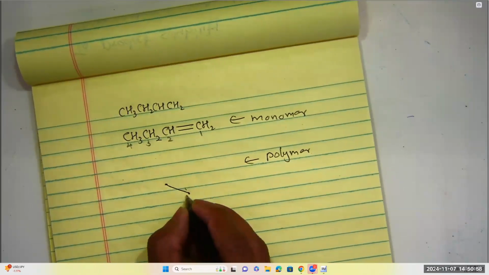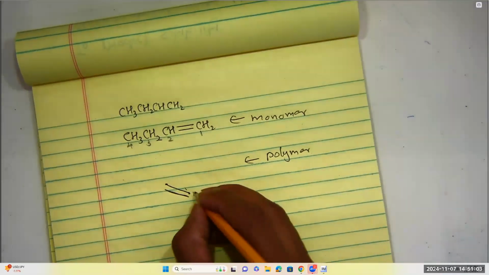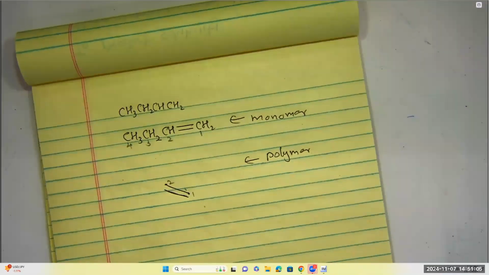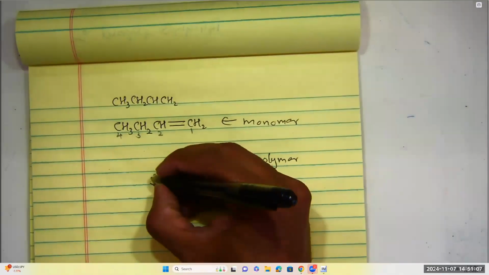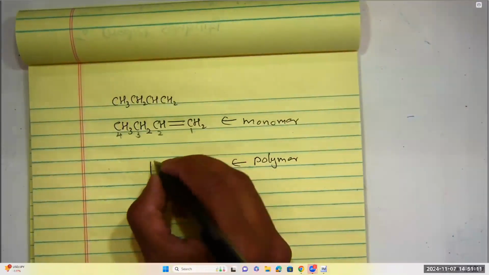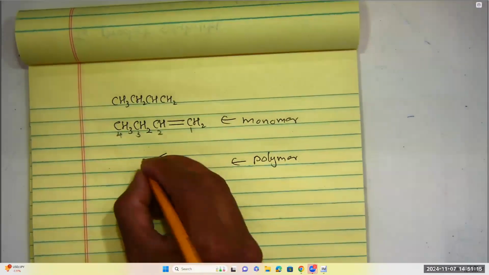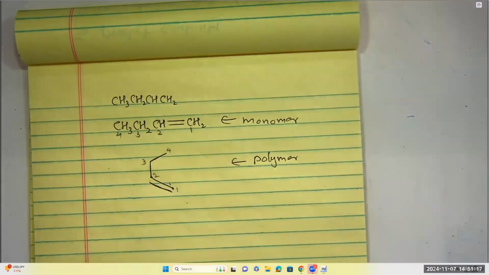Here's my carbon 1, carbon 2, and then you have a double bond between these two carbons. This is carbon 1 and carbon 2. And to carbon 2, I have the third carbon attached. So I have this carbon attached to it. And then to that, we have the fourth carbon attached. This is my 3 and 4.